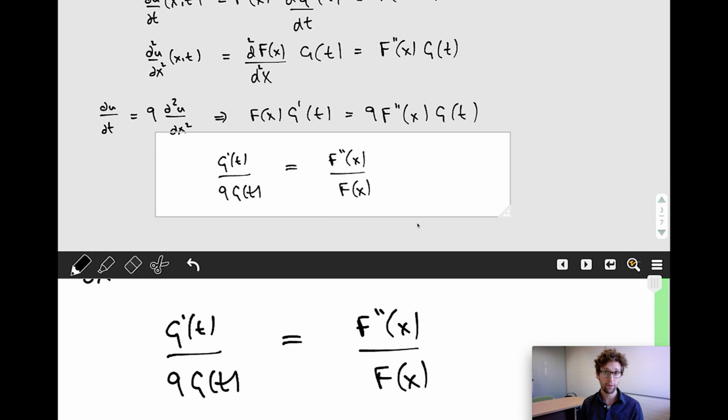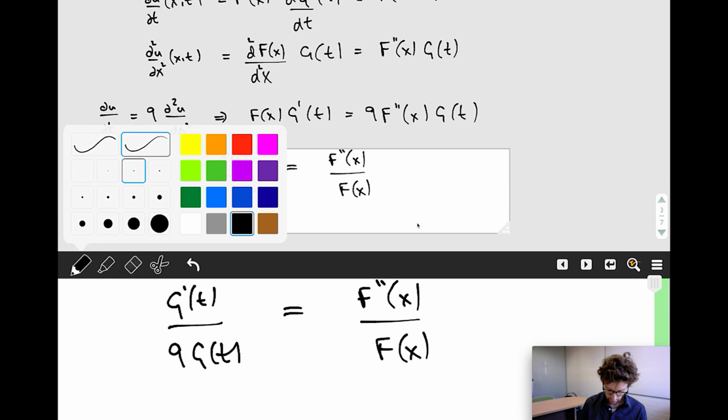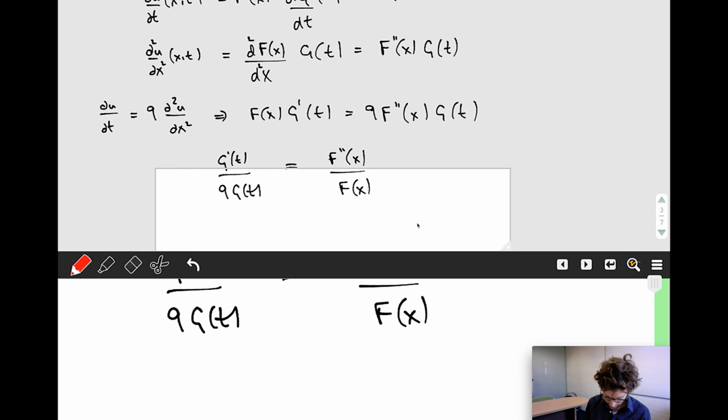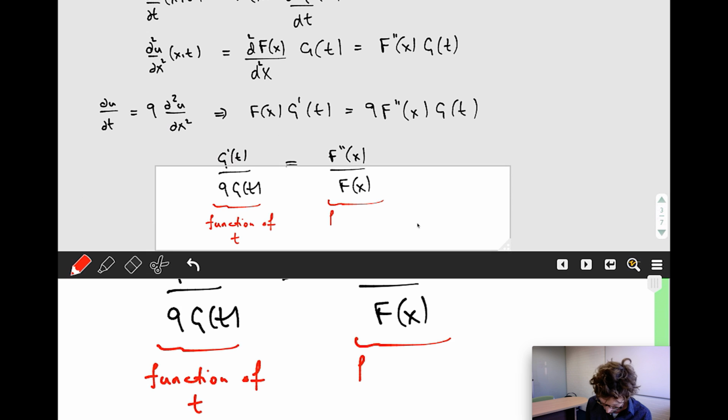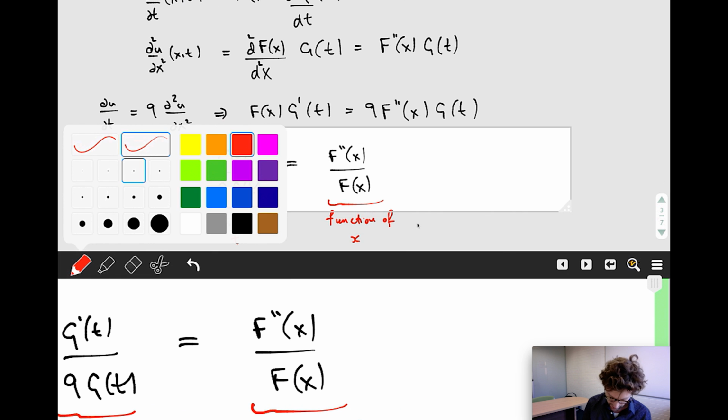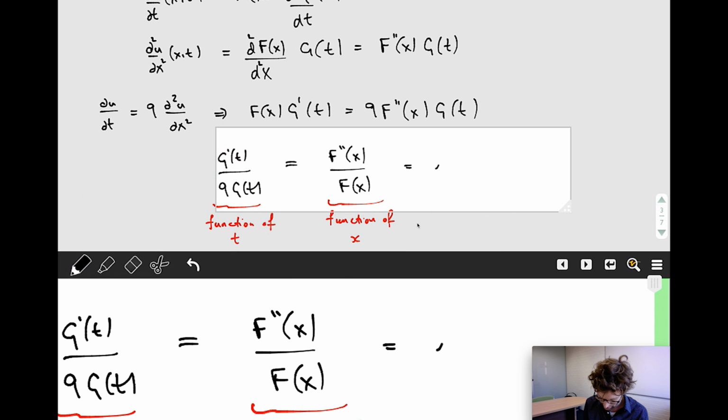And now we can make our separation of variables argument. We've got a function of t on the left, we've got a function of x on the right, and the only way those two things can be equal to one another is if they're both equal to a constant. So we'll call that constant k.